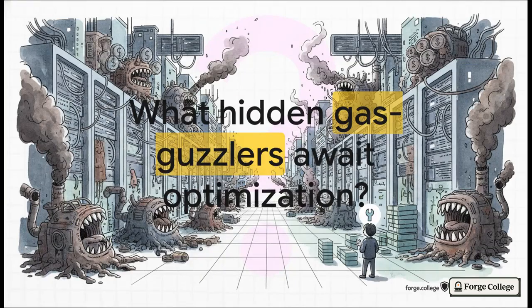So as you prepare for the final capstone assembly lesson, I want you to take a hard look at your code base and ask yourself, what other hidden gas guzzlers are still lurking in your baseline code, just waiting to be optimized? Get in there and start cleaning up that warehouse.